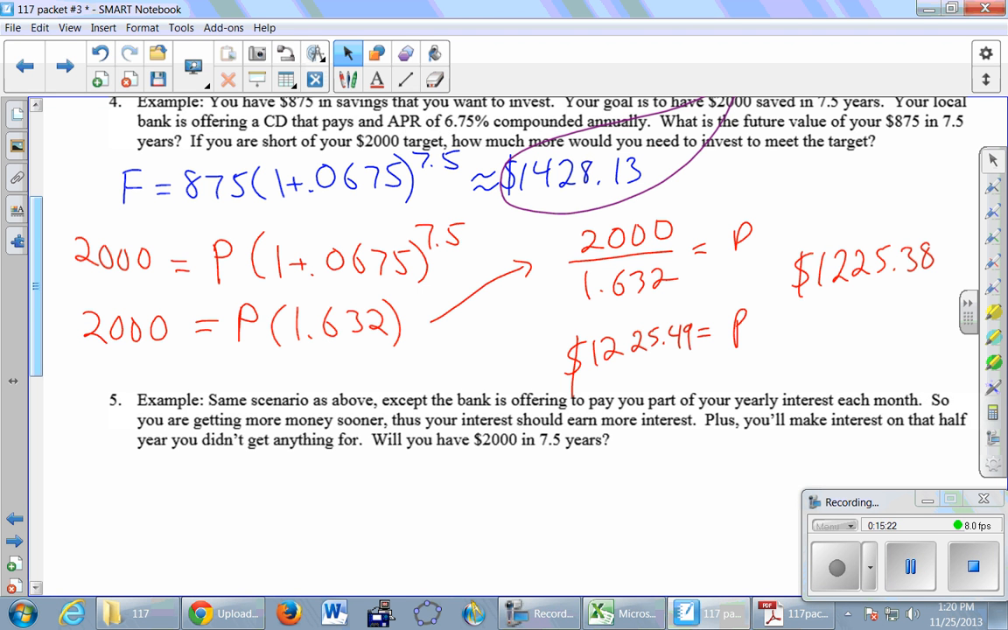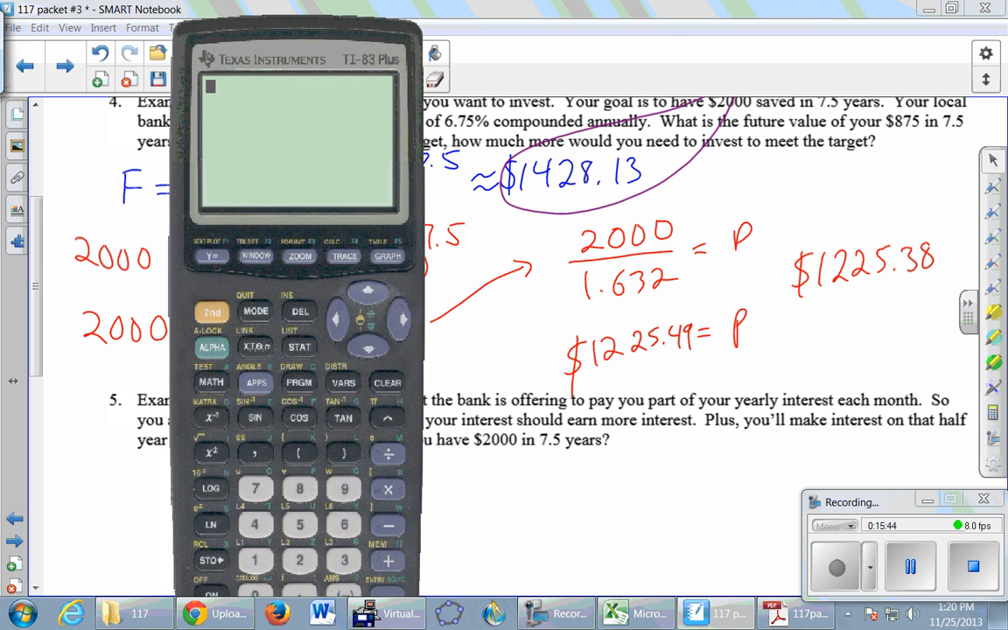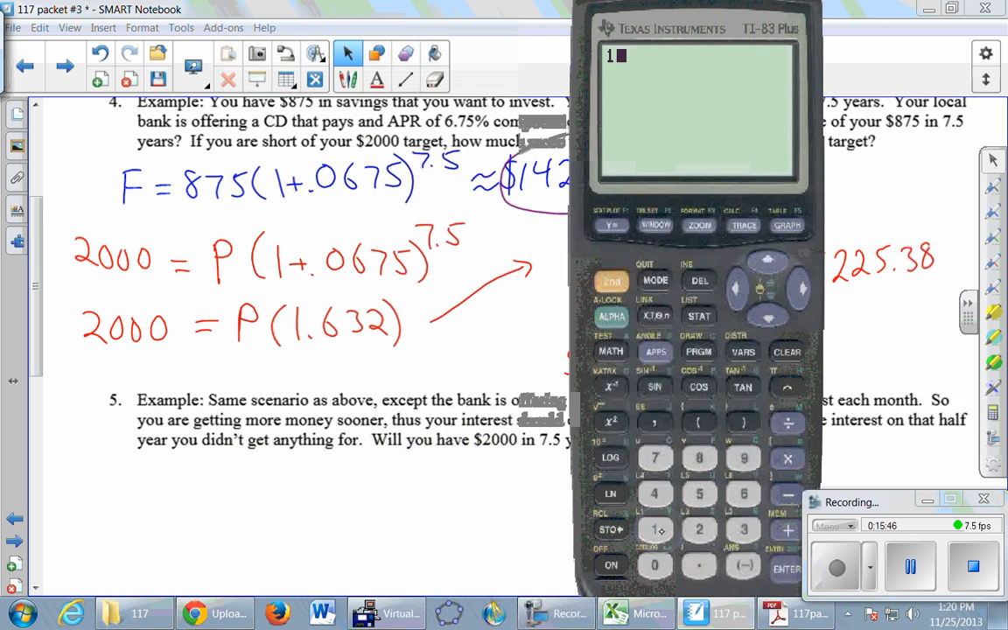When Brandon shared the 1.632, he rounded that number, right? He had more digits in his calculator. We don't feel like writing it all out, so it's okay to just write 1.632. But if you just retype and you type 1.632, you're changing the answer, and that's not so great. So let's show you how to do this a little bit better. I'm going to type in this thing in the parentheses, 1 plus 0.0675, and then raise that to the 7.5. So this will give us the number that we saw before, 1.632.